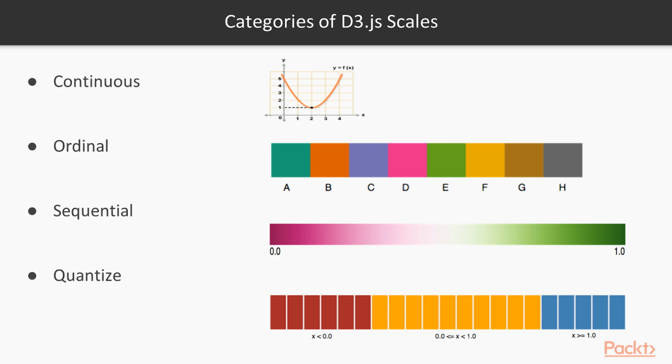If values are less than 0, then they'll be red. If they're between 0 and 1.0, they'll be orange. If they're greater than 1, they'll be blue.